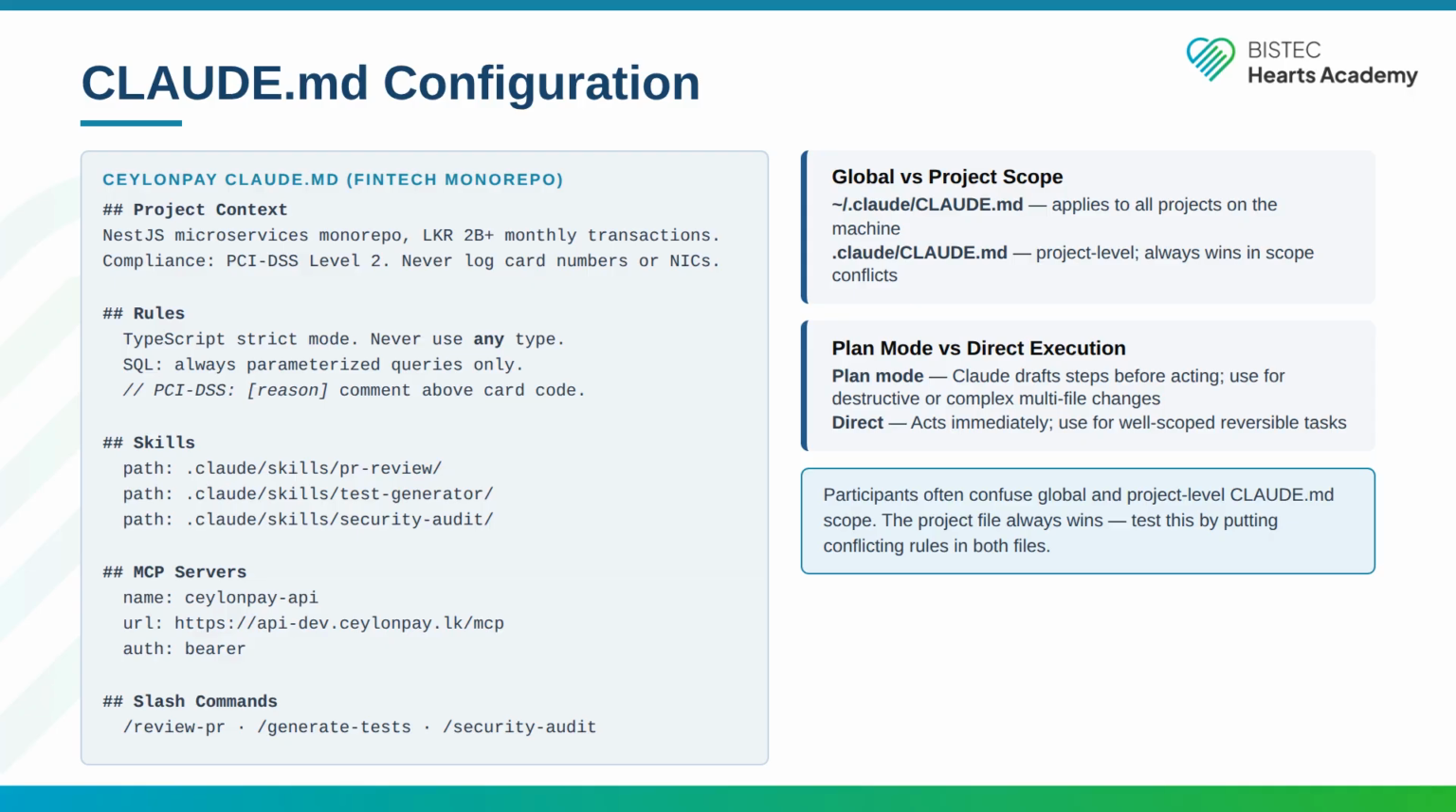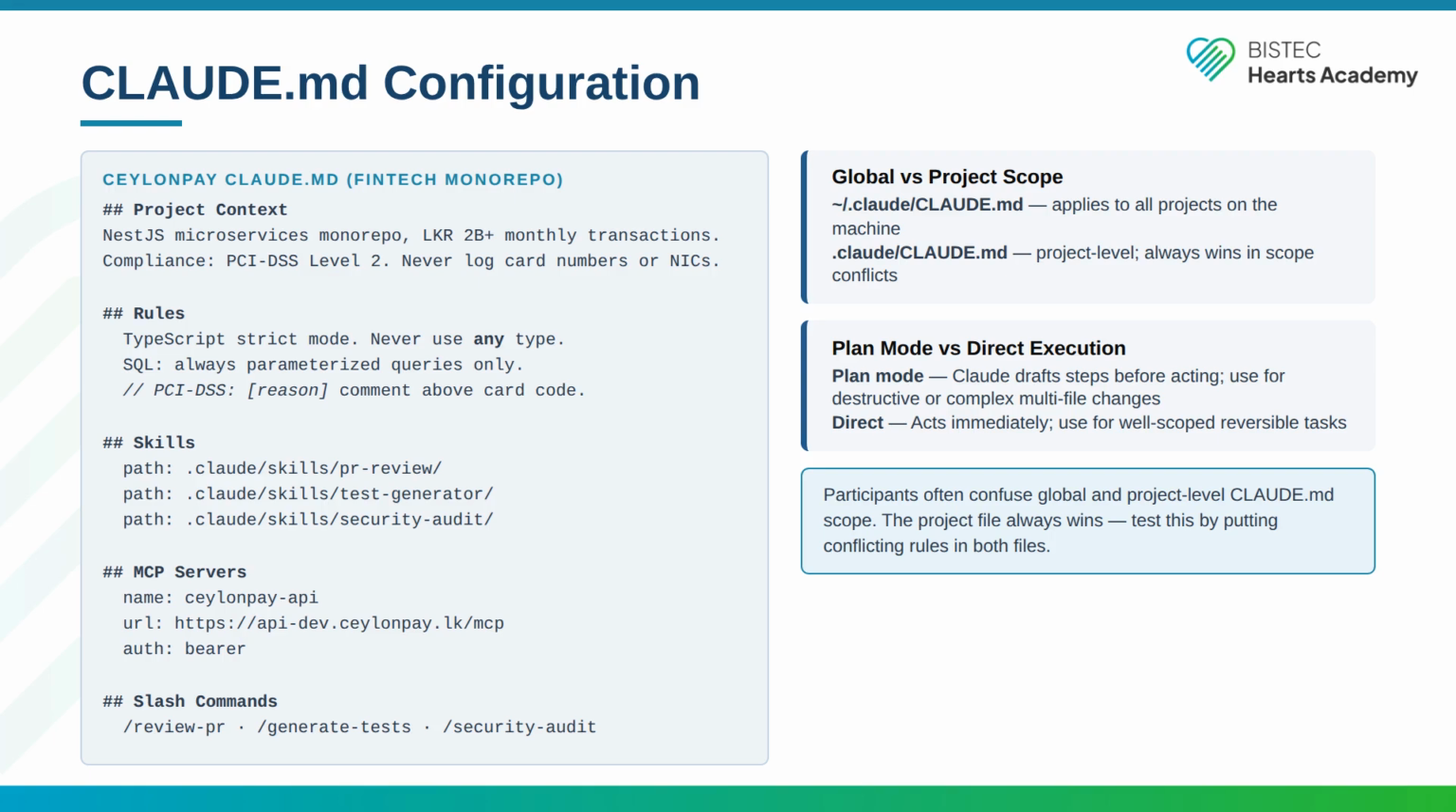It's a global configuration that applies to all projects on your machine. The file at .claude in a project root is project specific and always wins in scope conflicts. When you're testing whether your CLAUDE.md rules are being applied correctly, check which configuration file Claude is actually reading. Use Claude Code debug to see the full config chain.